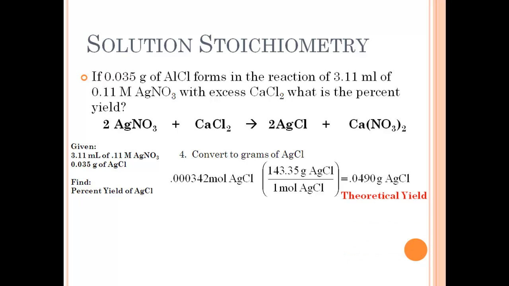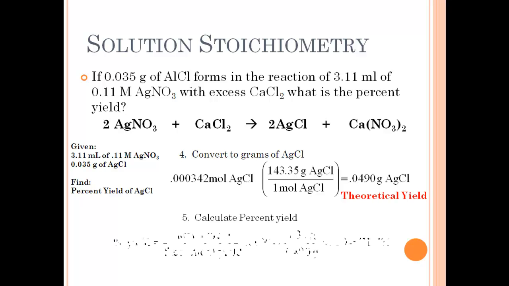If we were able to complete this reaction 100%, no error, this is the amount of silver chloride we should produce. But that's not what was produced. We were told in the original problem that 0.035 grams of silver chloride was produced.